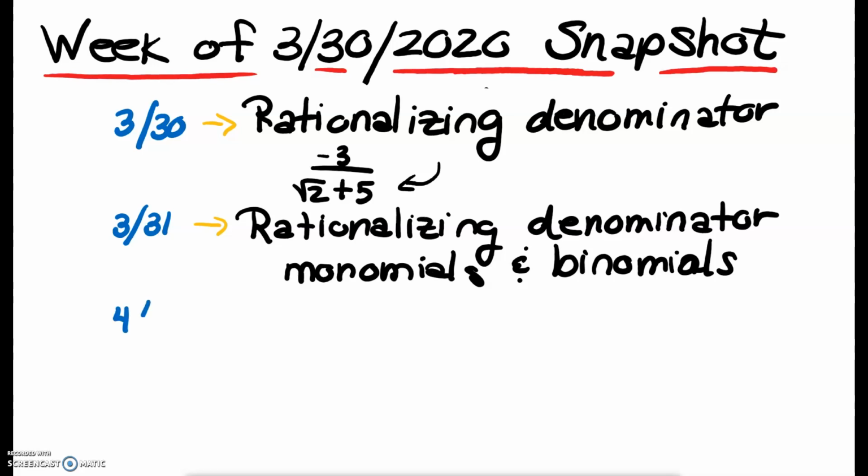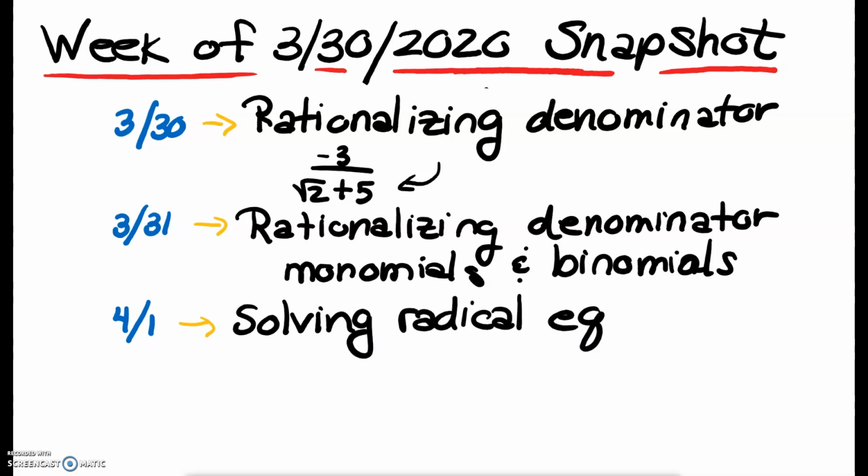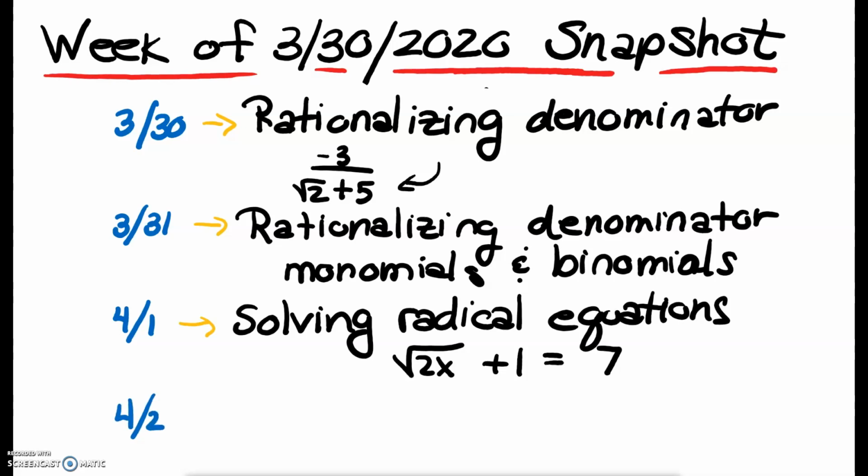And then on April Fool's Day, yes, hi April Fools, you still have homework, sorry. So on Thursday or Wednesday, we're going to be looking at solving radical equations. Okay, how do you solve an equation that has a radical in it? So those equations will look something like the square root of 2x plus 1 equals 7. All right, and you'll have to solve for x.